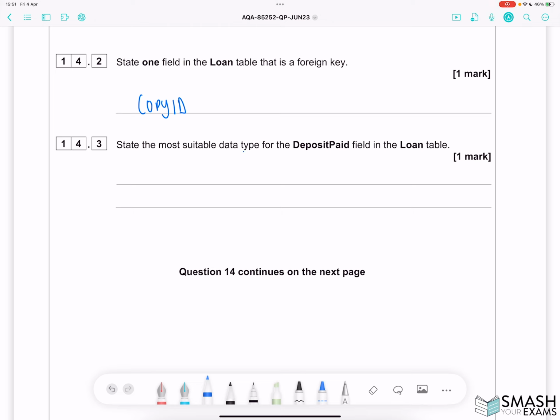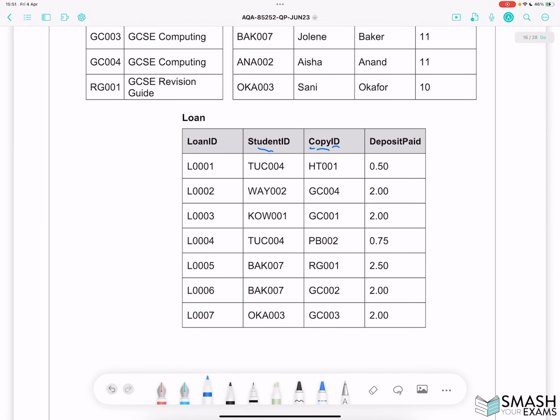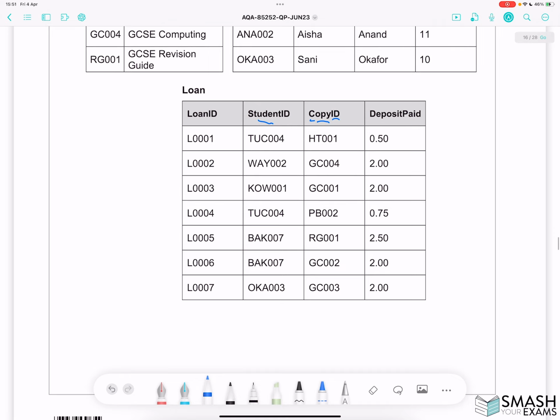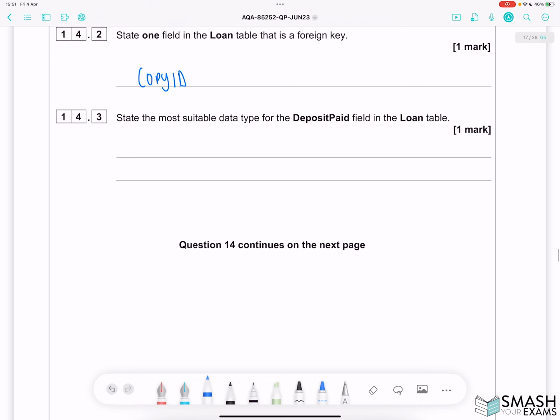State the most suitable data type for the deposit paid field in the loan table. Well, deposit paid looks like it's going to be based on money, and because of that, it looks like it's based on decimal numbers. There are a few possible answers we could put down. A sensible answer would be what we call decimal numbers in our programming, which is either a real or a float. They mean the same thing, really.